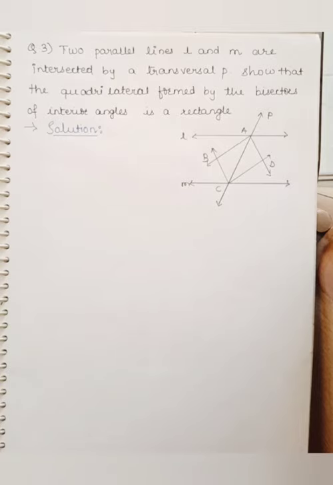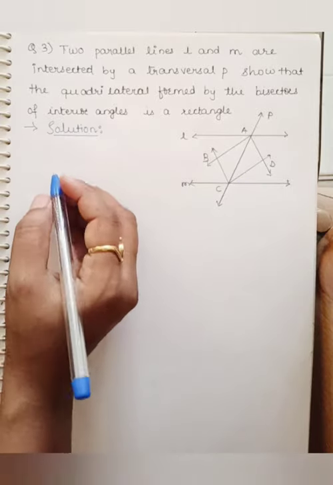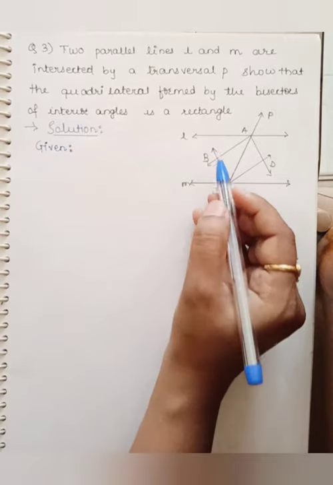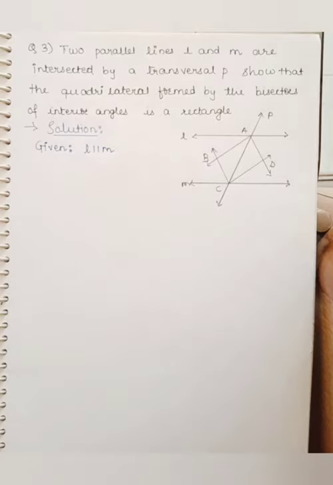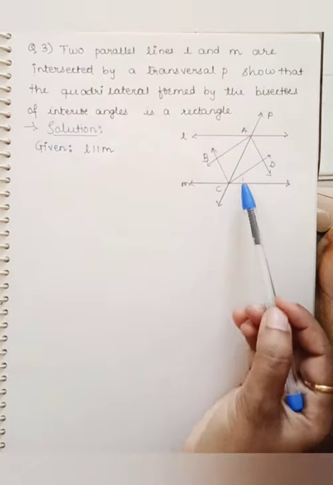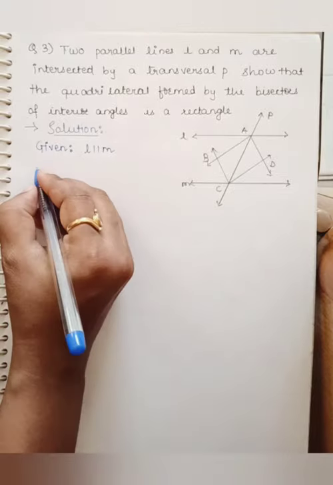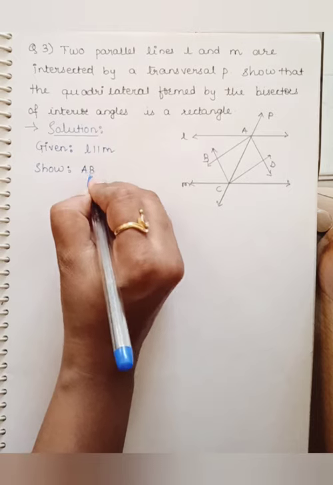Let us read the question. Show that the quadrilateral formed by the bisectors is a rectangle. Okay, so we have to show the quadrilateral ABCD is a rectangle. So let us first write what is given. So what is given in the information? It is said that line L is parallel to line M. Yes, if line L is parallel to line M, then their alternate interior angles will be equal. Again, their co-interior angles will be supplementary and so on, isn't it? Further, what you have to show? That the quadrilateral ABCD is a rectangle.